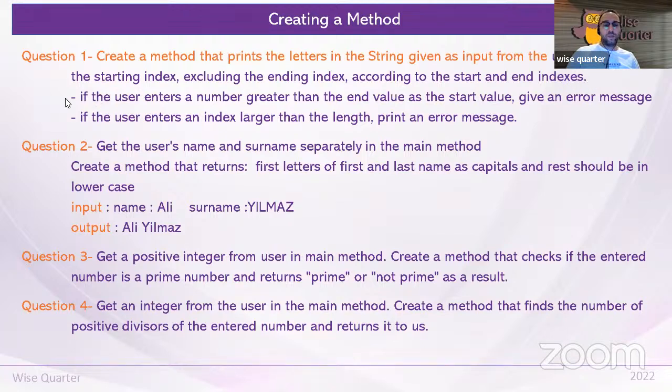Oh, if the user enters a number greater than end value, a start value, give an error message. If the user enters an index larger than the length, print error message. Oh, yeah, I got it now. It is just like a substring method. We will get a string variable from user.